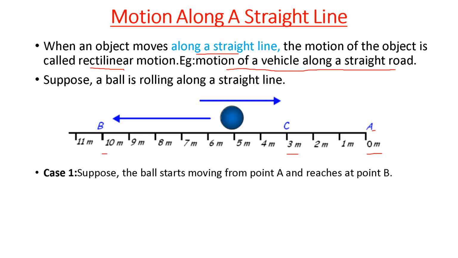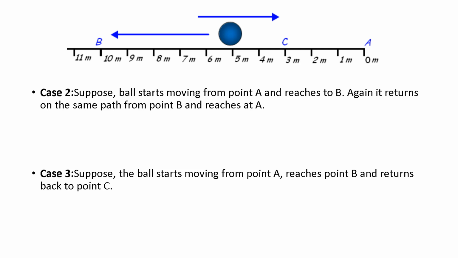Now, suppose the case one is, suppose the ball starts moving from point A and reaches point B. So in this case, the distance covered by the ball is 10 meter. We can see that the distance between point A and point B is 10 meter. Okay, so the distance covered is 10 meter, and even the displacement is equal to 10 meter, because we had discussed that when a body travels in a straight line, the distance and displacement are equal. Okay, now let us move to case 2.